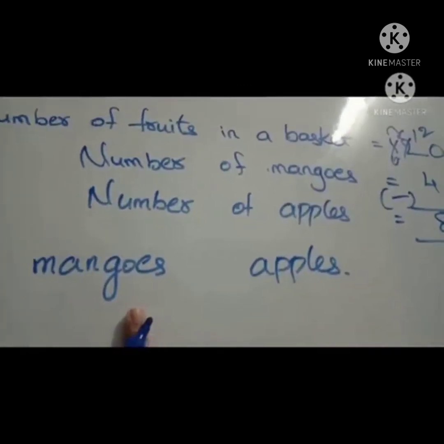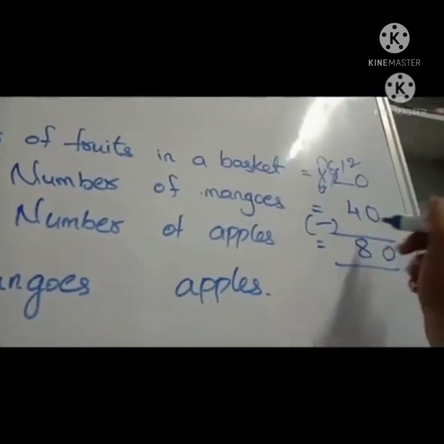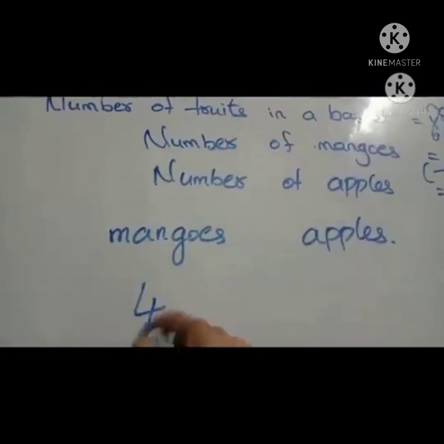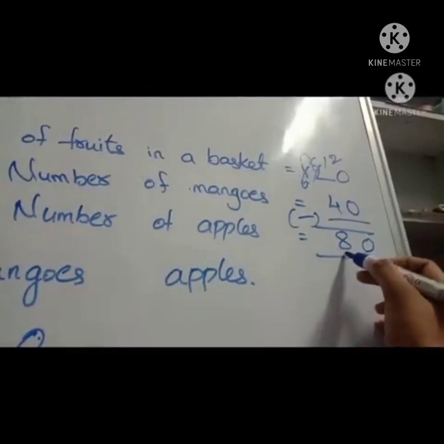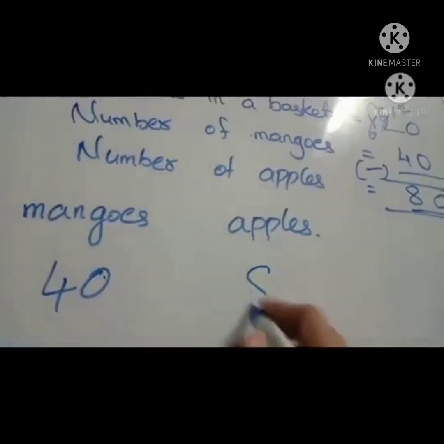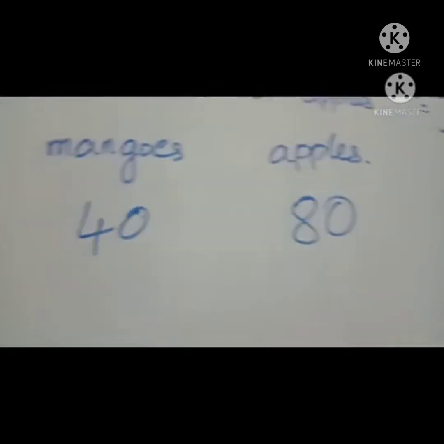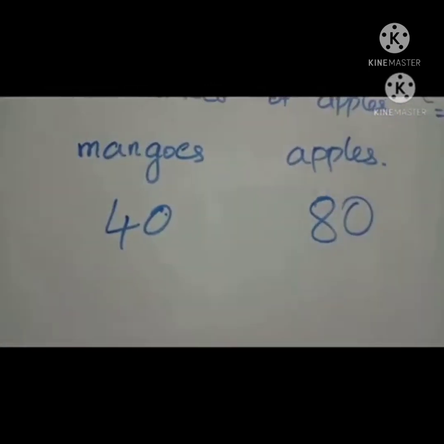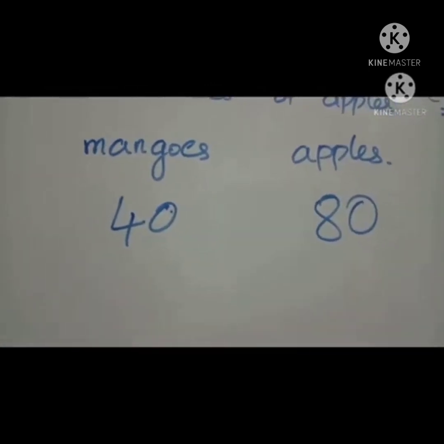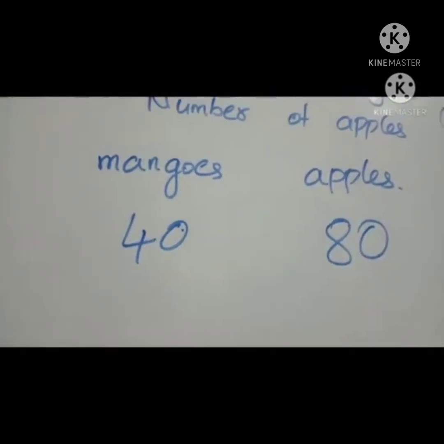How many mangoes are there? See in this here 40, no? Right here 40. Here how many apples are there? 80. So right here 80. So what I told, if zeros are there, we just have to count how many zeros are there. Here only 1 zero, here also only 1 zero.